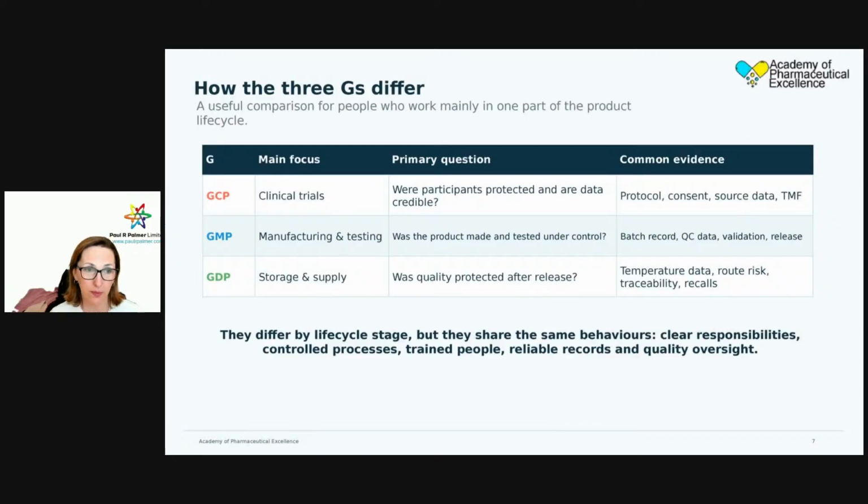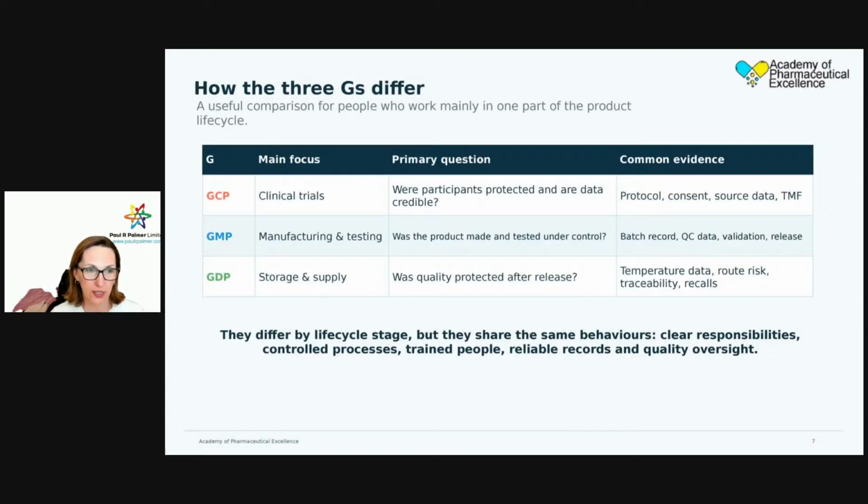Then you have the GMP focus. That focuses on manufacturing and testing. Its primary question is whether the product was made and tested under control. And your evidence is your batch record, your QC data, validation reports, and a release record.